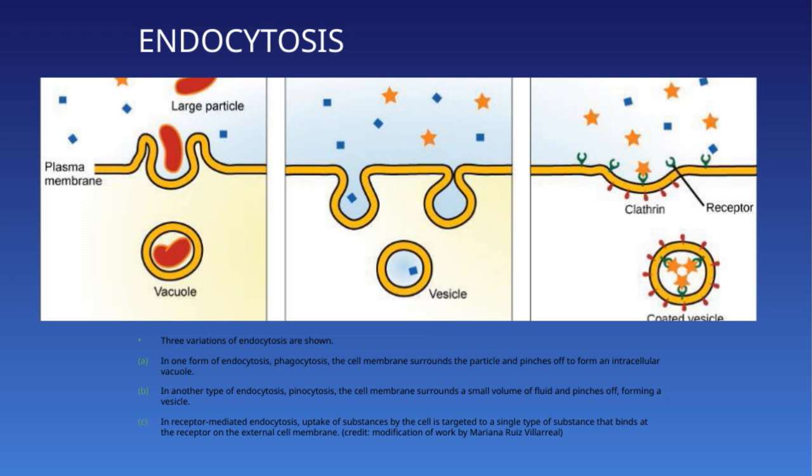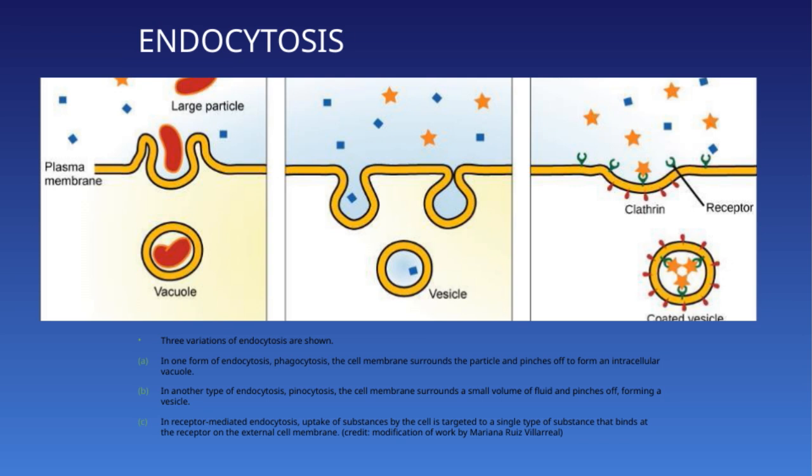Finally, we have receptor-mediated endocytosis. This is a more targeted form of endocytosis. Specific substances bind to receptors on the outside of the cell membrane. Once the substance binds, the membrane forms a vesicle around it, bringing in only that particular molecule or set of molecules. This process is highly selective and efficient, allowing cells to uptake specific nutrients or signaling molecules.